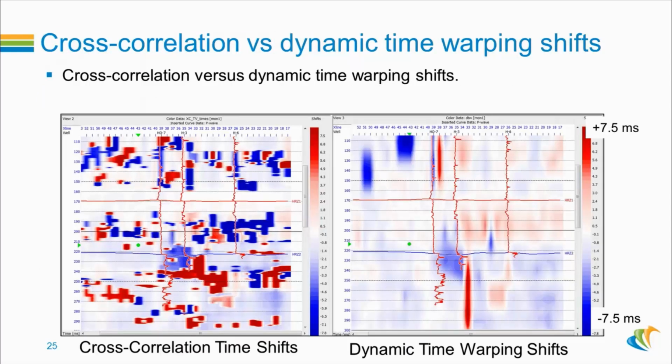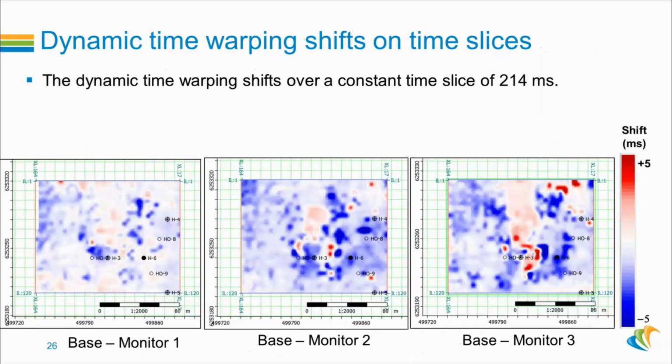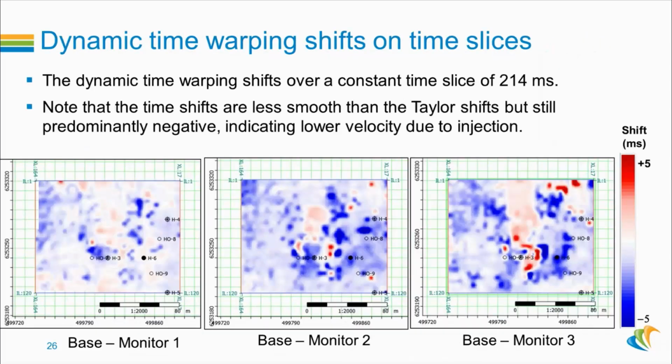So here's cross-correlation versus dynamic time warping shifts. And you can see, although there's some negatives and some positives, it's still predominantly negative. And there I'm comparing it with the original cross-correlation time shifts on the left. So again, they're much less noisy. And here's the dynamic time warping shifts over a constant time slice of 214 milliseconds. Notice they're less smooth than the Taylor shifts, but still predominantly negative. And when we get to base minus monitor 3, again, we're seeing that negative anomaly around H6, which was the major injector, which we would expect.